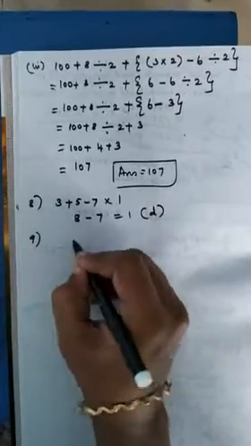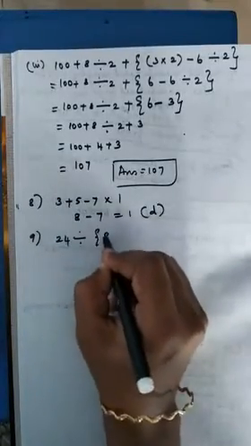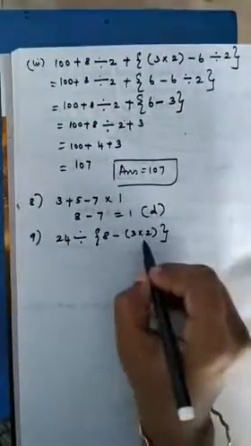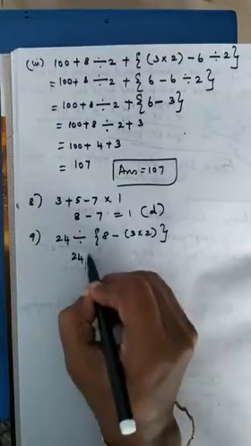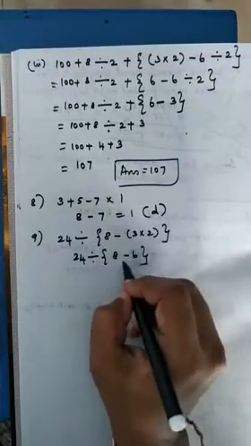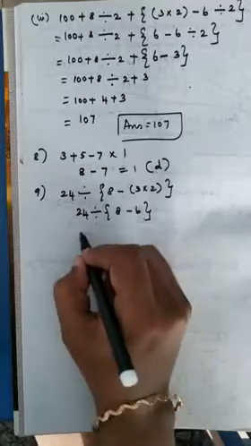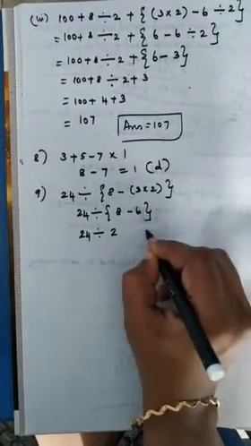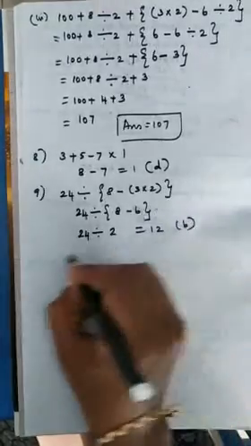Moving to the 9th one, it is 24 divided by 8 minus 3 into 2. Yes, so what is this? First I will go with this bracket. So that is 24 divided by 8 minus 6. First I will complete this bracket and then only I will go for division. So 8 minus 6 will be 2. So 24 divided by 2 will be giving me 12, which is my option number B.